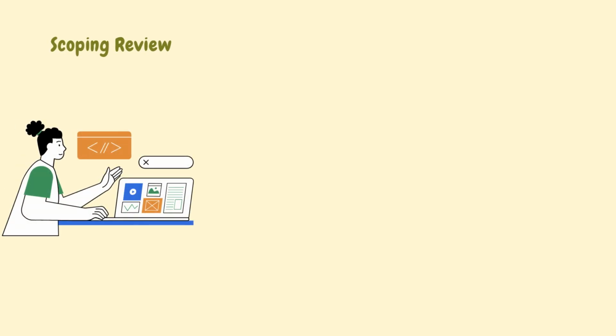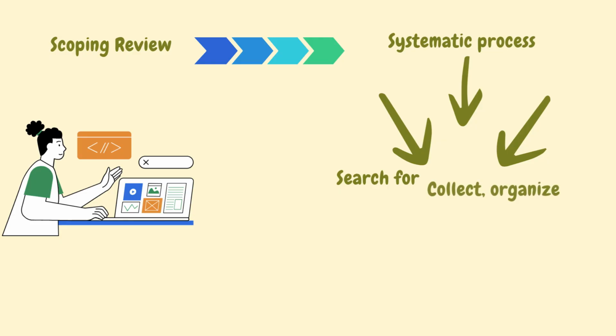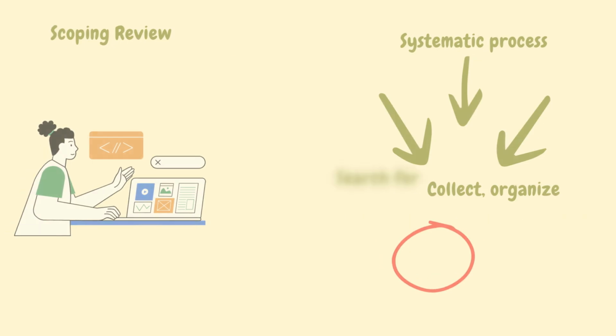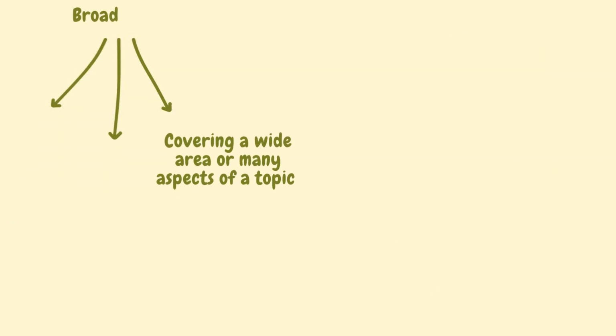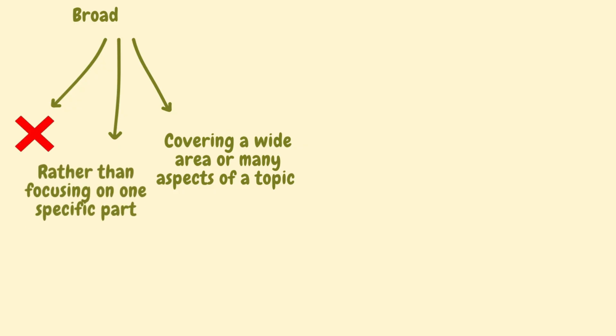A scoping review is a type of literature review that uses a systematic process to search for, collect, organize, and summarize all the available research on a broad topic. Please note that I use the word broad here because it is one of the main characteristics of a scoping review. Broad means covering a wide area or many aspects of a topic rather than focusing on one specific part.